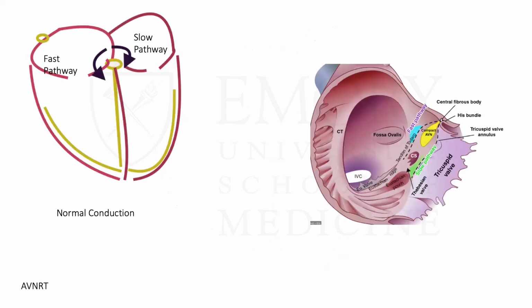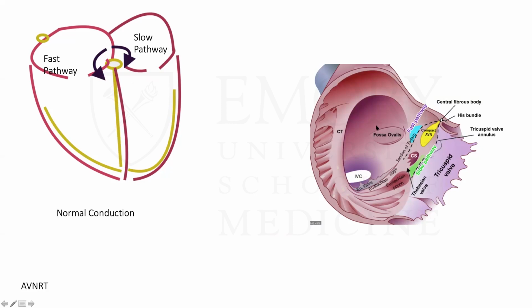AVNRT, the basic mechanism for it, is that you have two pathways to get down to the AV node. And this is not uncommon. In different series, anywhere from 10 to 30% of people will have what we call dual node physiology. So it's not abnormal, it's a variant. When I draw them, or where you see it depicted, it looks like it's going just straight down from the atrium to the ventricle.